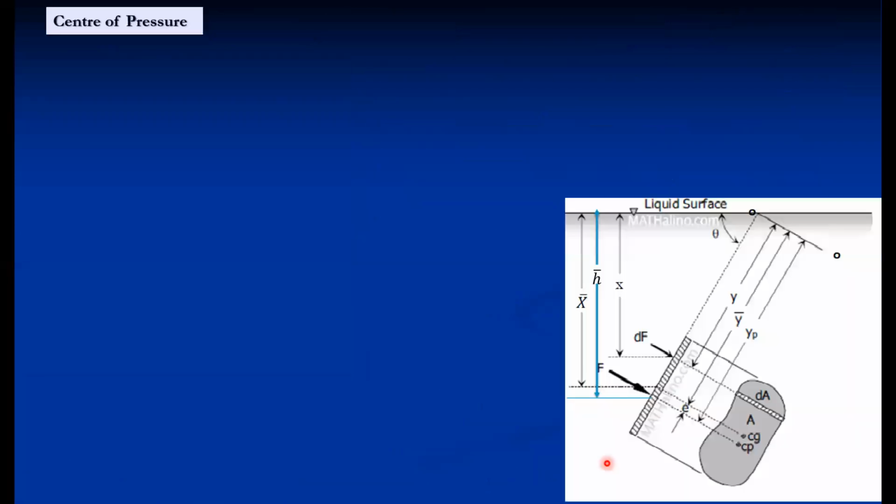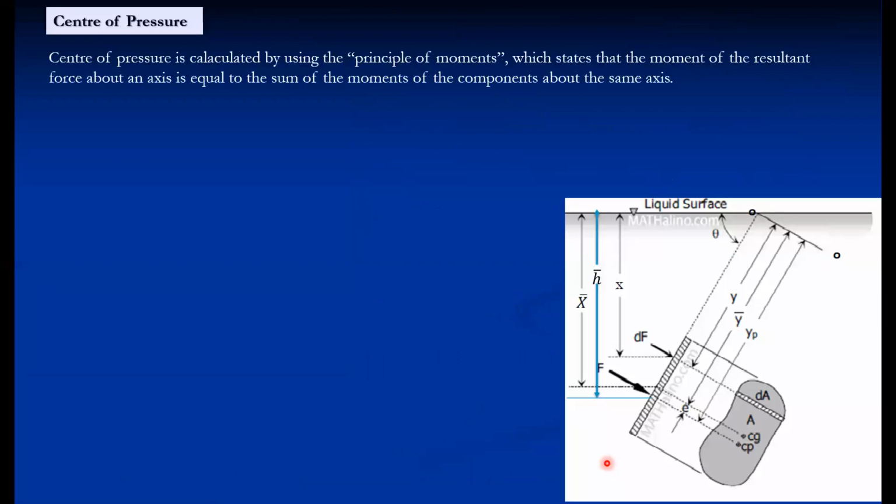Now, in order to calculate the second expression, that is the center of pressure, we use the principle of moments, which states that the moment of a resultant force about an axis is equal to the sum of moments of all the components about the same axis. So this is the principle of moments. The moment of the resultant force is F into Yp, that is equal to the moment of all such components.